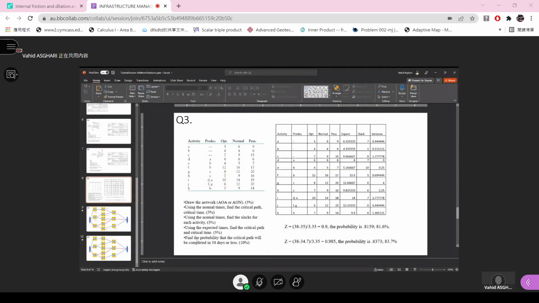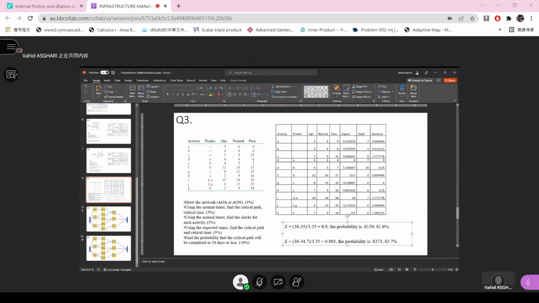What about the final part? To find the probability that the critical path will be completed in 38 days or less. That is fine. The duration was 34.7, and if you use the calculations provided in the course slides, the variance will be 3.35.